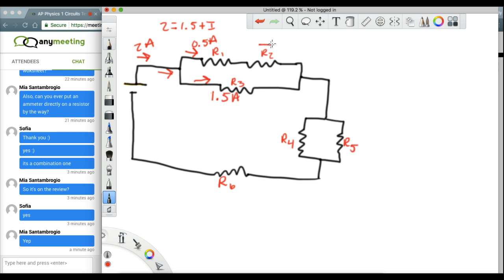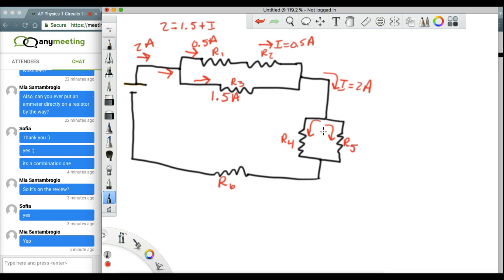The current through R2 must also be 0.5 amps because it is in series with R1. So in this branch, the current is 0.5. In this branch, the current is 1.5. They would recombine here to have a current again of 2 amps, and then that current is going to split between these guys. Did they tell us the resistance of R4 and R5?